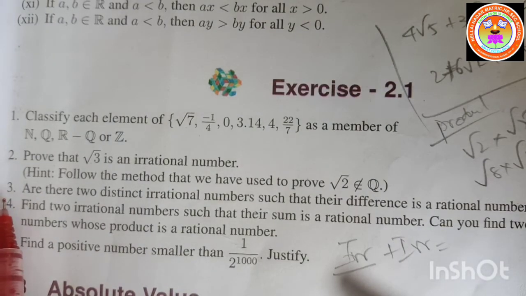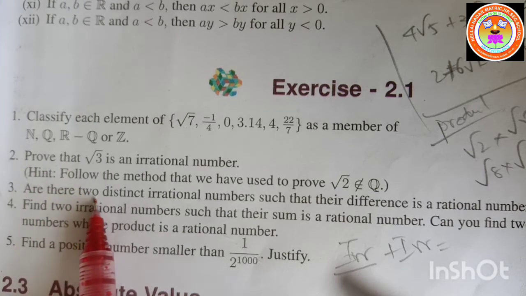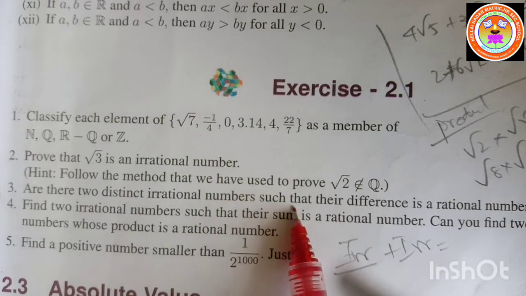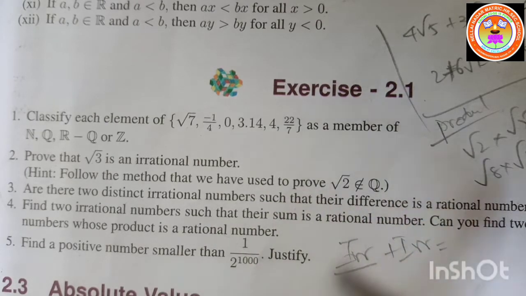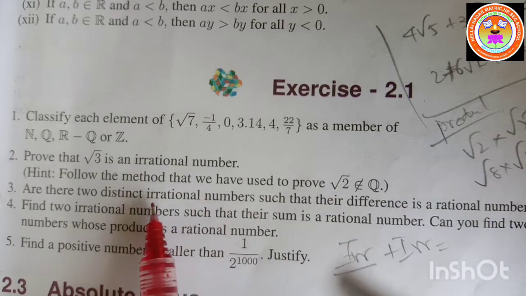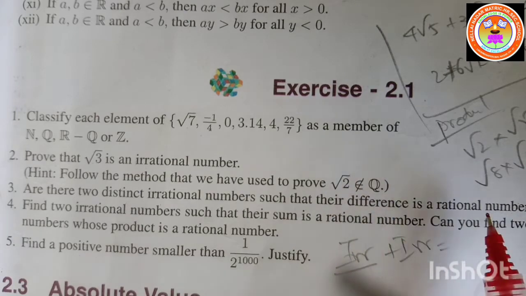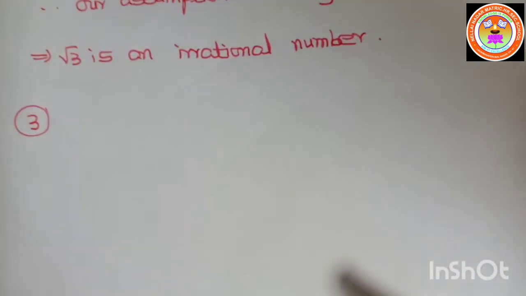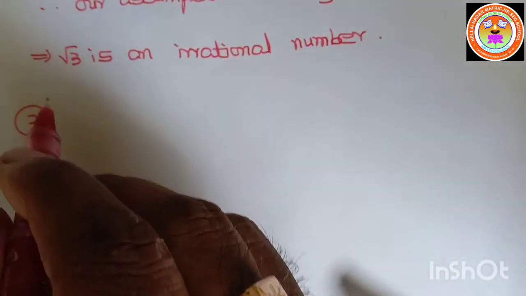Now I'm going to question number 3. Are there two distinct irrational numbers such that their difference is a rational number? Justify. You take two irrational numbers and find the difference. So the difference is a rational number.